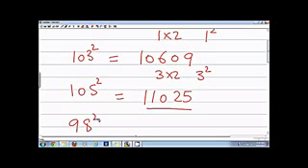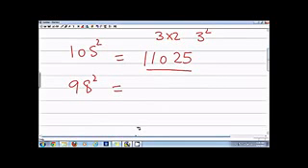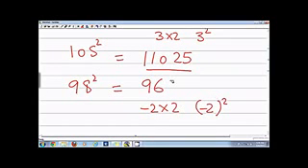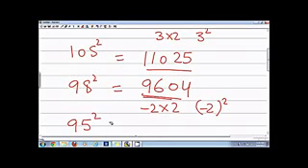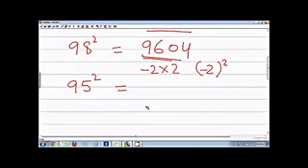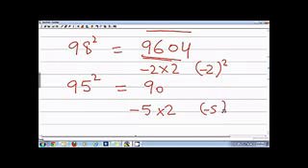Now if I have a number less than 100, for example 98, in this case our x is 2 less than 100, so that will be minus 2 times 2, which is minus 4. So 100 minus 4 is 96, and then minus 2 squared is 4, so 9604. Similarly, if I have 95 squared, I will say minus 5 times 2 is 10, so I will say 90, and then 5 squared is 25. So the answer is 9025.